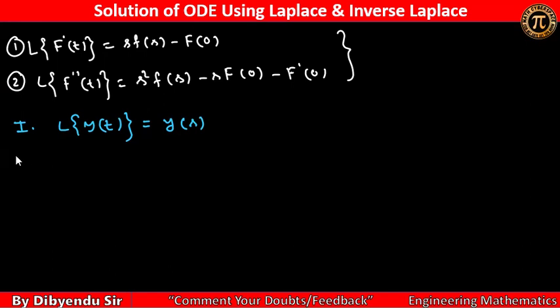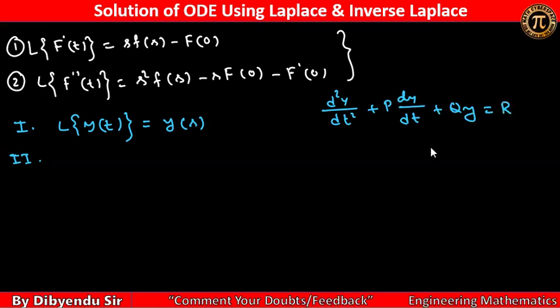Now the second step. Actually you will be given a differential equation. Let's say the given differential equation is d2y/dt2 plus p dy/dt plus q y equals r, a non-homogeneous ordinary differential equation. Here obviously the dependent variable is y and the independent variable is t, so first you take Laplace of y(t) equals Y(s).